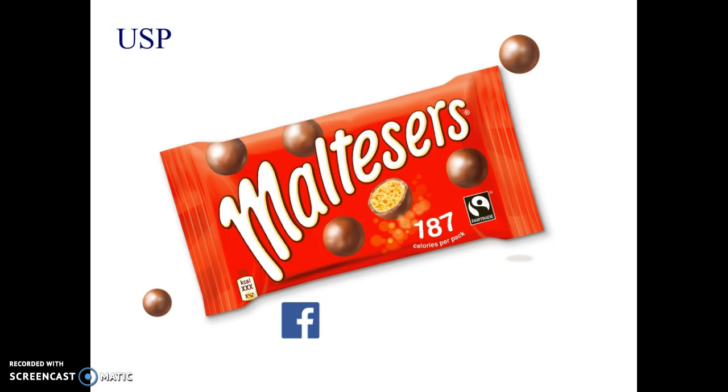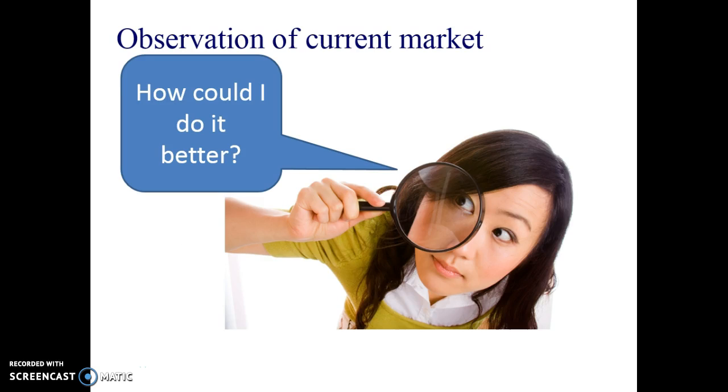And then Maltesers, that you can see here on their packaging, 187 calories per pack, so marketing it as low in calories for a chocolate bar, I suppose. And they've also got this free trade logo on there, talking about product differentiation, not necessarily unique because a lot of chocolate bars have this on there now, but setting itself apart from the competition. So those are USPs and product differentiation.